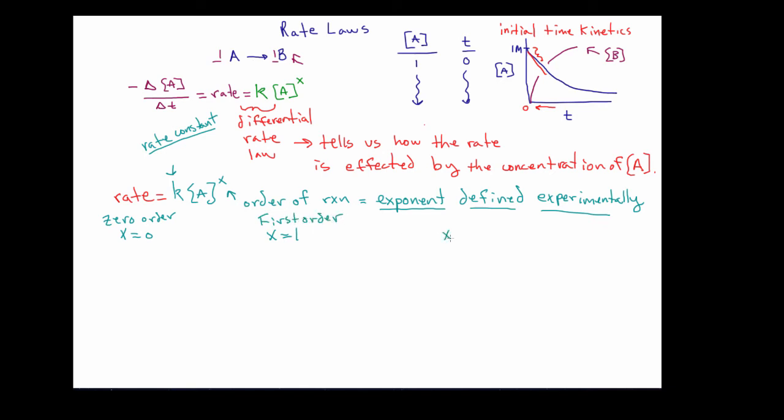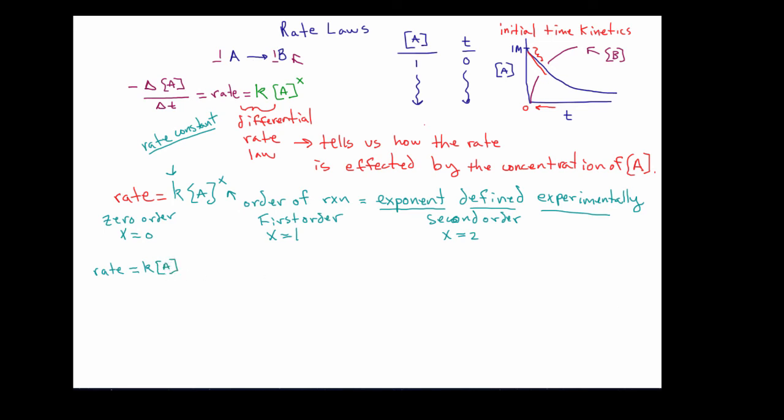And X can be equal to 2, which we would call a second order reaction. Second order. Alright, so let's take each one of these individually. So if I write the expression where X is equal to 0, or a zero order reaction, this is what the rate law would look like.